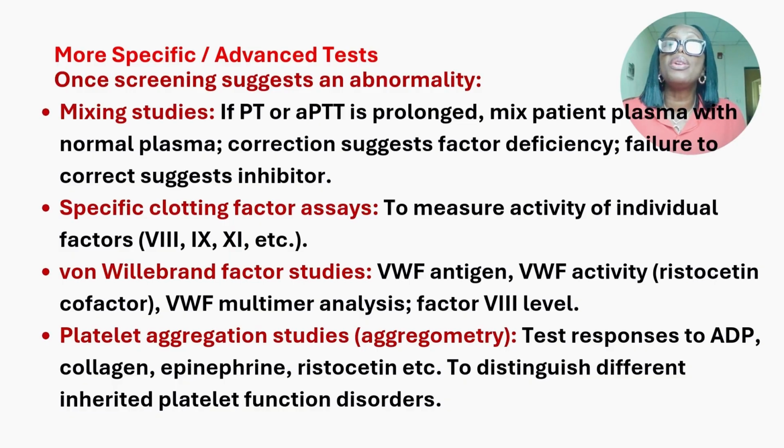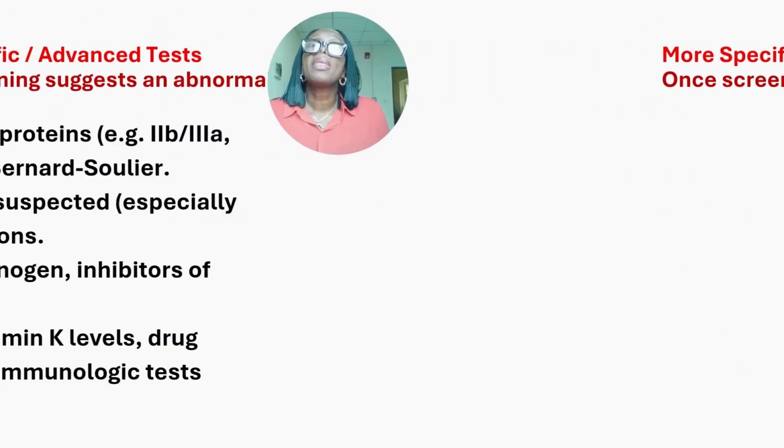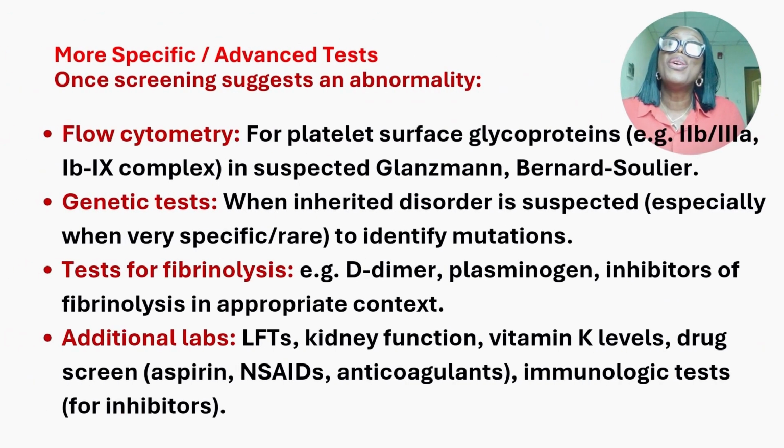Another thing you can do is specific clotting factor assays, going straight on to assay for those particular factors, von Willebrand factor studies, and then platelet aggregation studies using platelet aggregometry. You can also have flow cytometry. Flow cytometry can also help you to assay for surface glycoproteins, like glycoprotein 1B complex in suspected Glanzmann thrombasthenia or Bernard-Soulier syndrome. You can also carry out a genetic test. When inherited disorders are suspected, it's good to carry out molecular studies to identify the mutated genes.